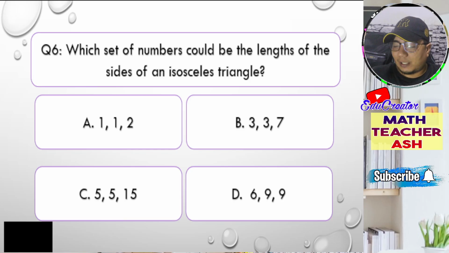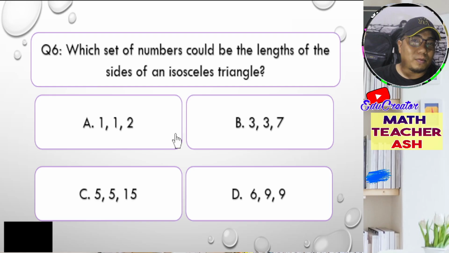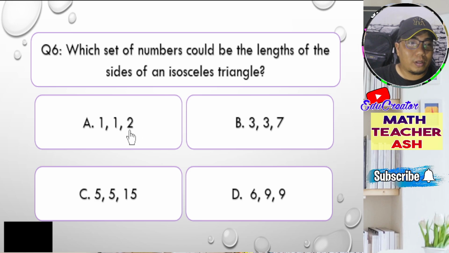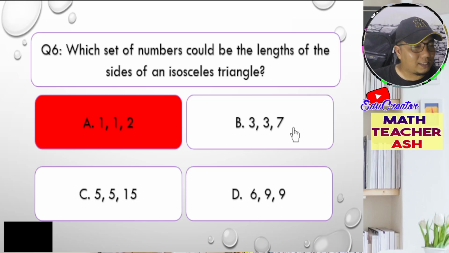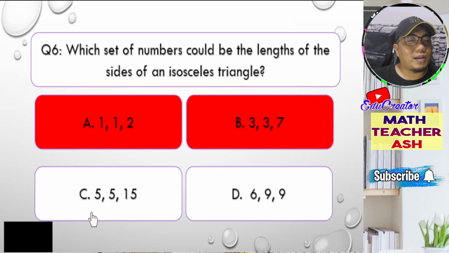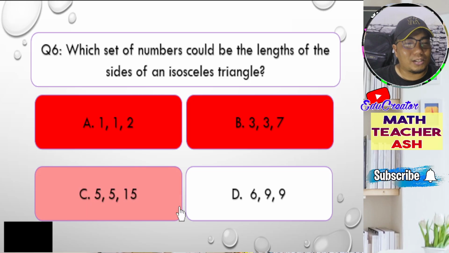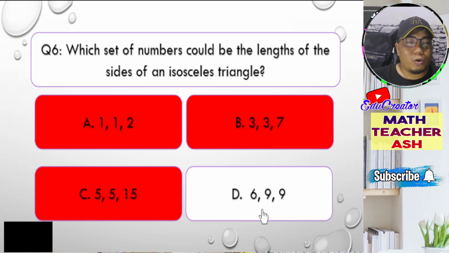Okay, math learners, let's just apply what we have learned earlier. So the measurement of the sum of the two sides should always be greater than the third side. Alright, so 1 plus 1, that is 2, that is equal to the third side. So A is not realistic. Letter B, 3 plus 3 is 6. It is less than the third side. That is still unrealistic. We have here letter C, 5 and 5. That is 10. It's still less than the third side. That is wrong.